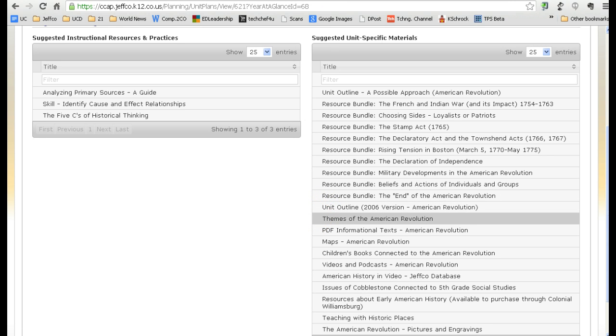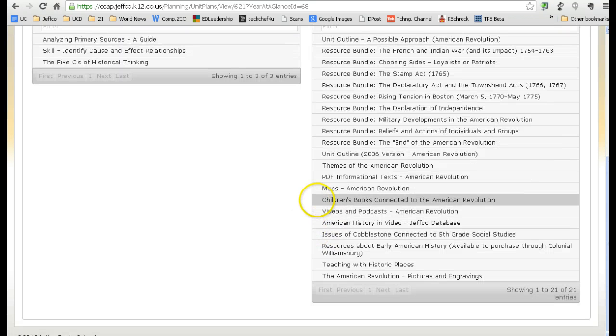That idea of, gosh, what are some of the themes of the American Revolution? That'll give you an idea of that. Here are some great maps. Some of you want some informational text. These have been found. Children's books related to the American Revolution, all kinds of different stuff. Issues of Cobblestone, I think, are fantastic short pieces of nonfiction writing to support students in their understanding of history.